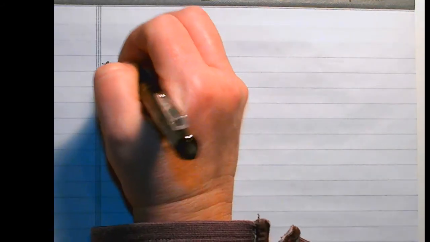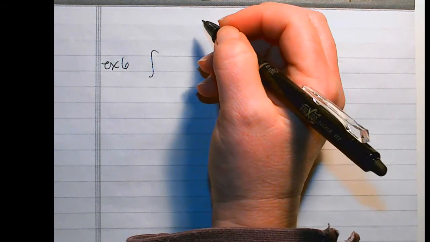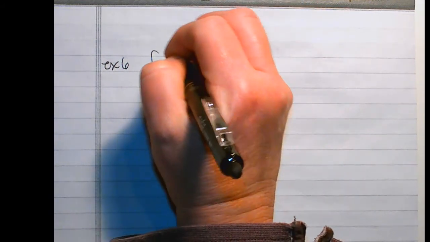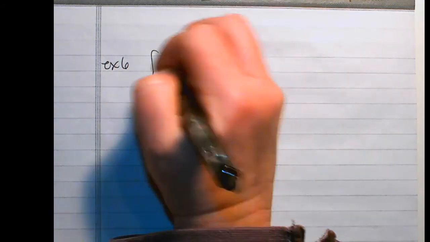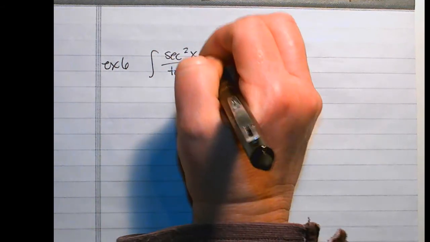Here's some more fun. Let's do, okay, here's an obvious one for you. Okay, 6. Again, I say obvious. You may not think so, but here we go. Integral of secant squared x over tangent x dx.